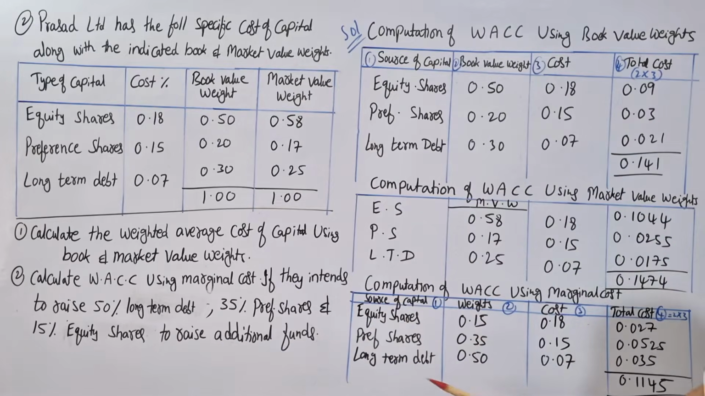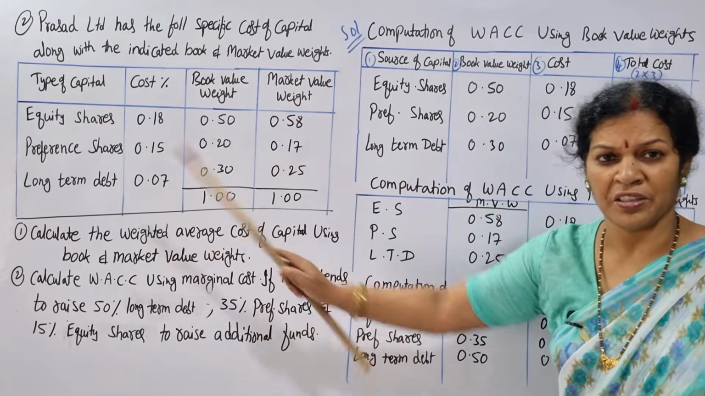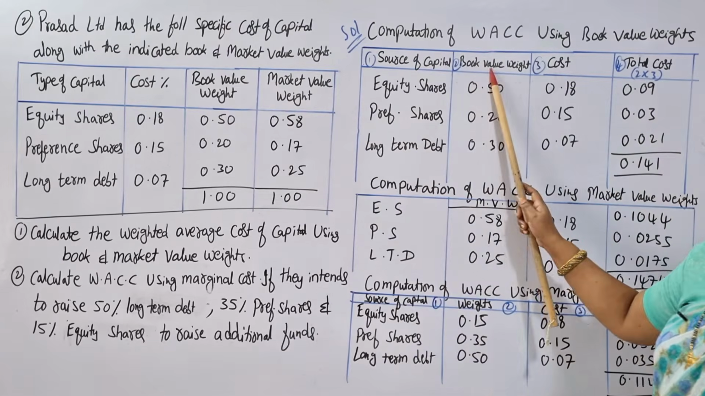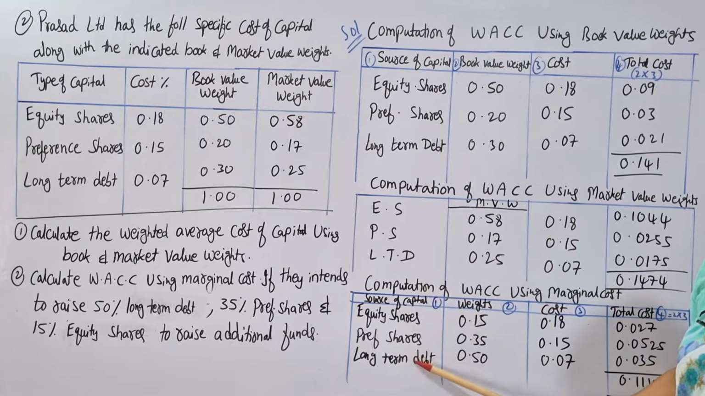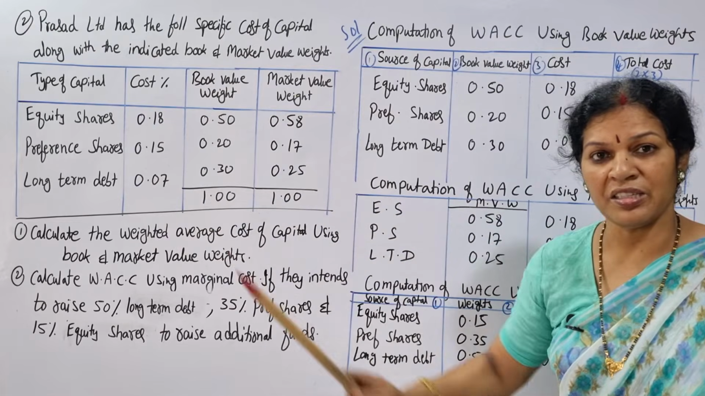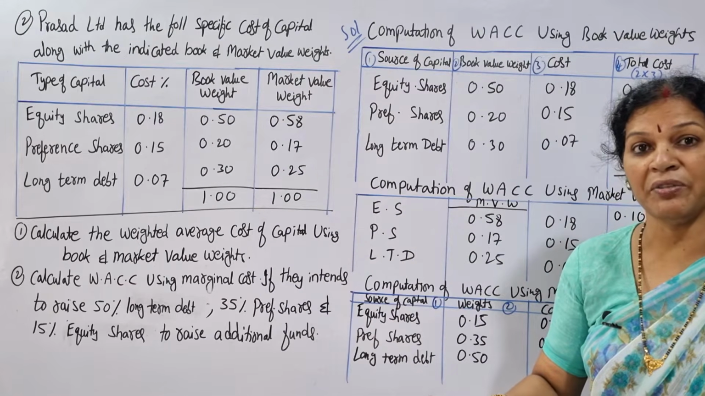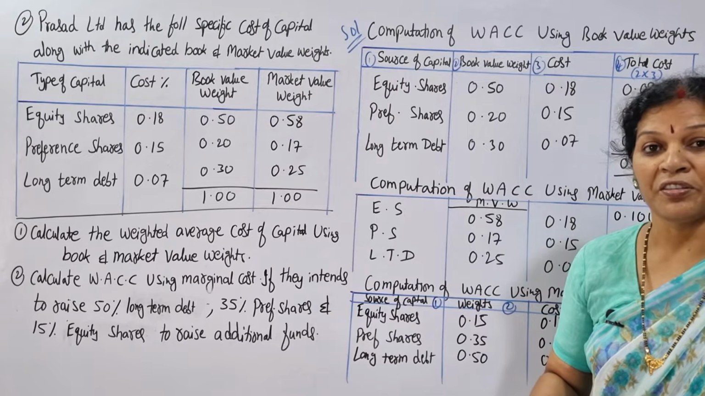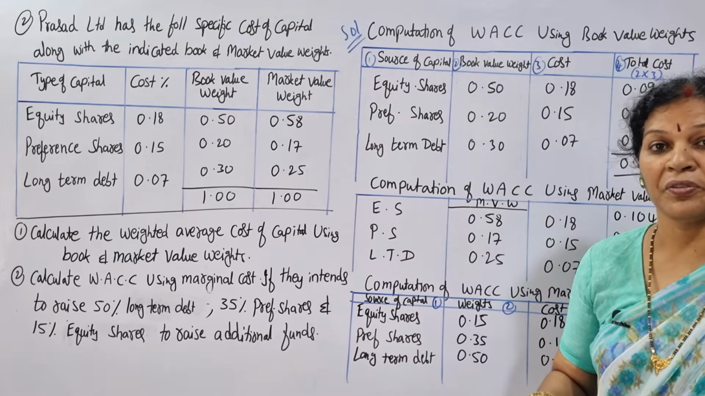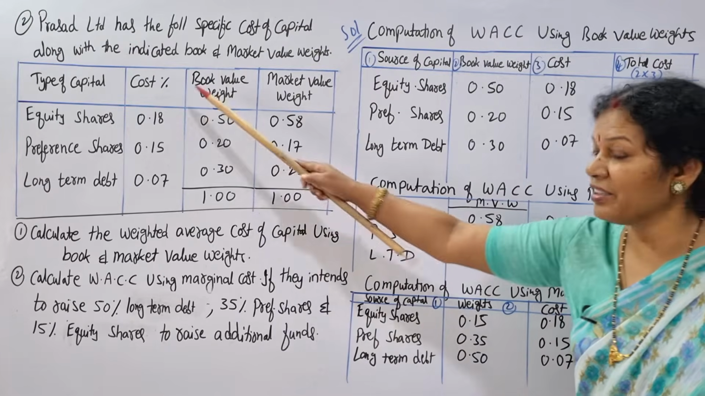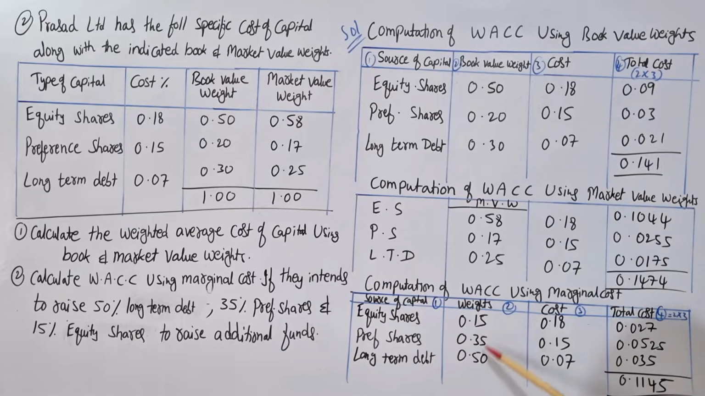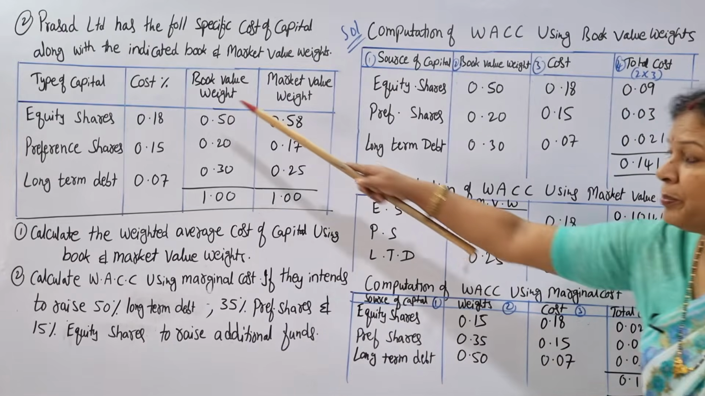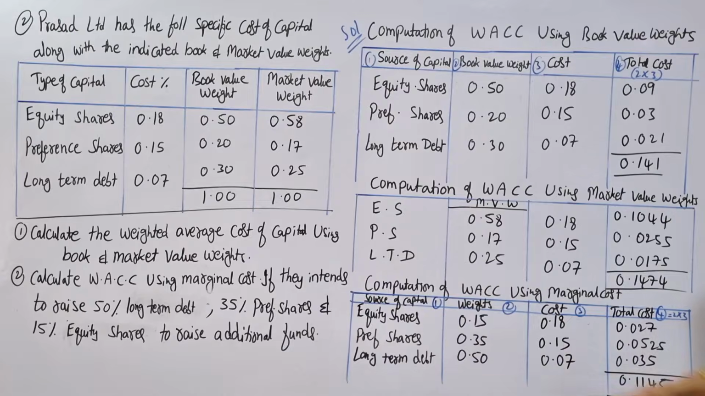And as per the cost percentage, this is not going to change whether you go for market value, book value, or marginal cost, whatever it may be. This is consistent, because we have already calculated the cost of preference shares, cost of equity, and cost of long-term debt. Next, the cost percent: cost as it is, we write the same.